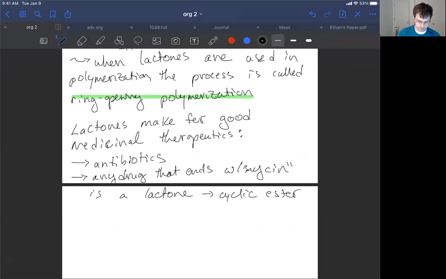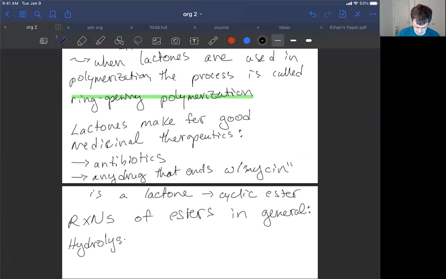Okay, so that's enough of lactones. Let's just get into some general reactions of esters. So the first one, and so these reactions are when the ester is the starting material. The first one is just the hydrolysis of esters. And this will form carboxylic acids.